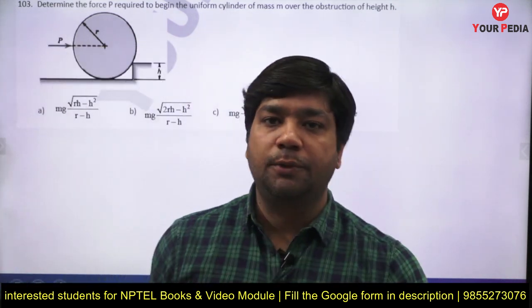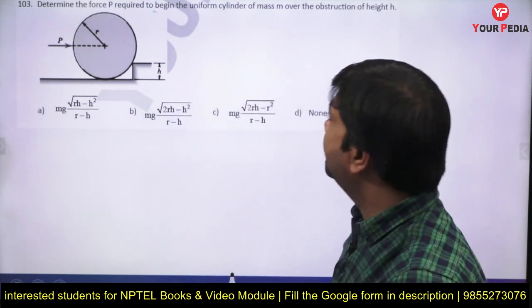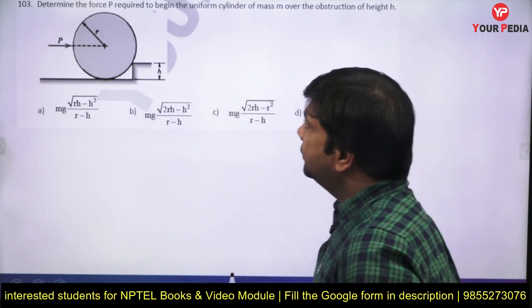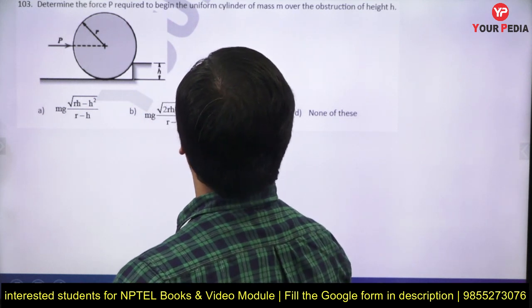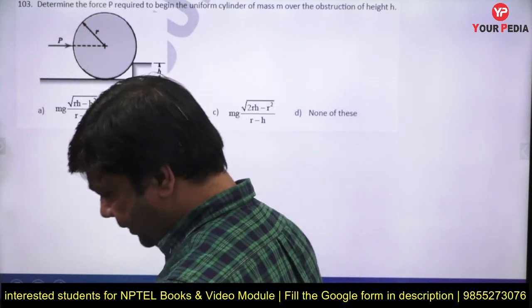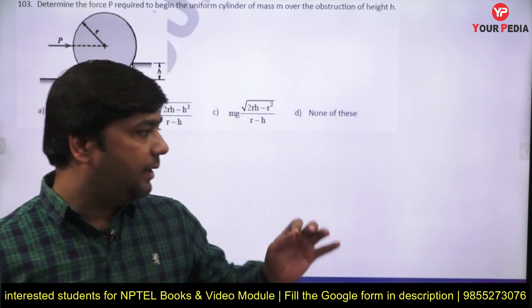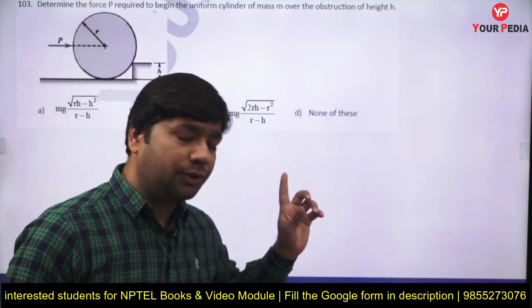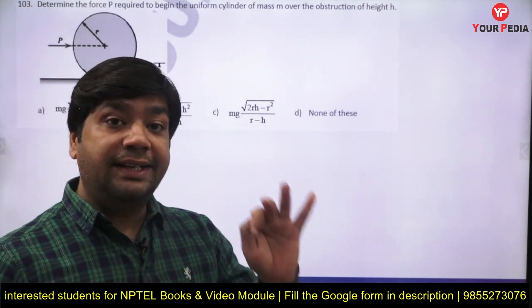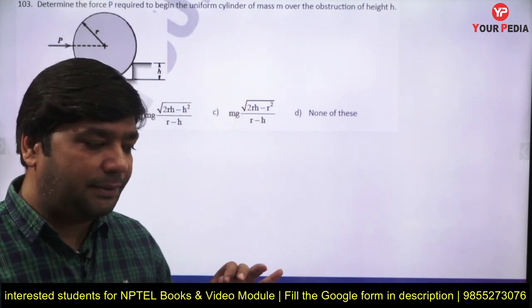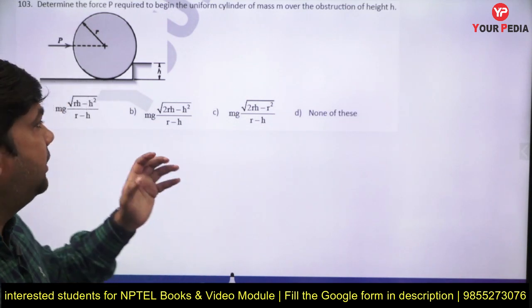Okay, dear student, now I am going to solve the question. This question says: determine the force P required to move the uniform cylinder of mass m over the obstruction of height h. This question is given in the NPTEL assignment, and this type of question also comes in the GATE examination, ES examination, SSC JE mains examination and many other examinations. So this question is important for you.